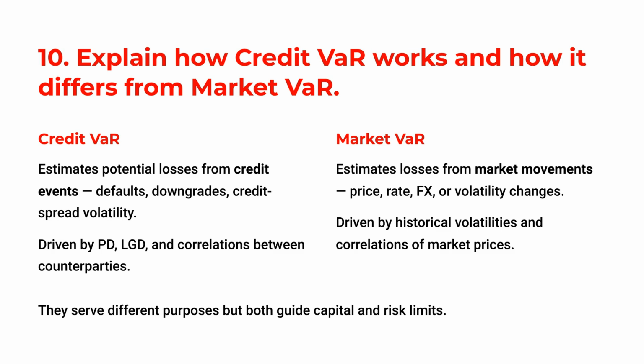Credit VAR is driven by PD, LGD, and correlations between counterparties. Market VAR is driven by historical volatilities and correlations of market prices. They serve different purposes, but both guide capital and risk limits.